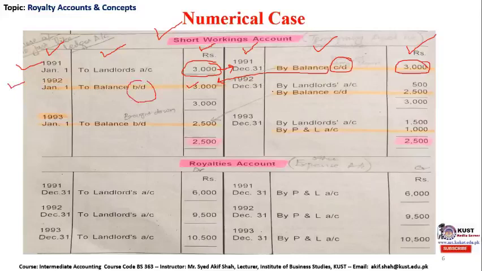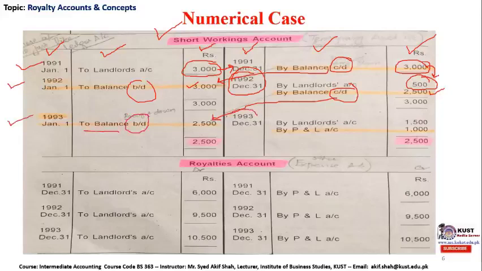However, we have recouped at the end of this year, 1992, on December 31st, 500 of the short working. Therefore, it was credited in the entry. So the leftover balance in the short working account, which was 3000, needs to be subtracted. The leftover amount in the short working account is 2500, which should be carried down to the next year, and we have done the same. On January 1st, 1993, the balance in the short working account will be 2500.